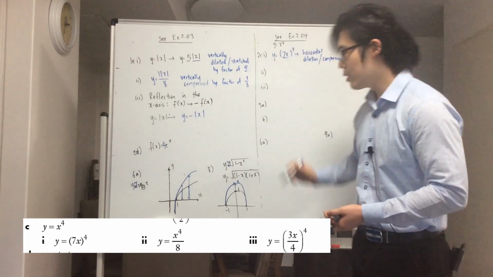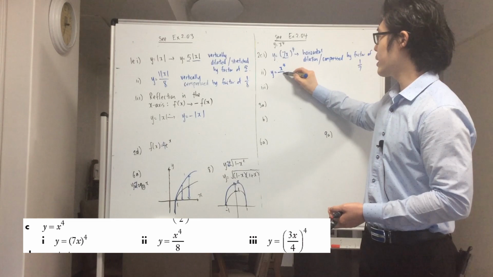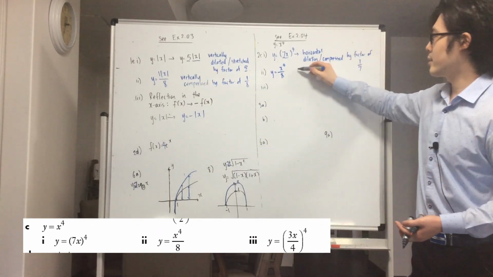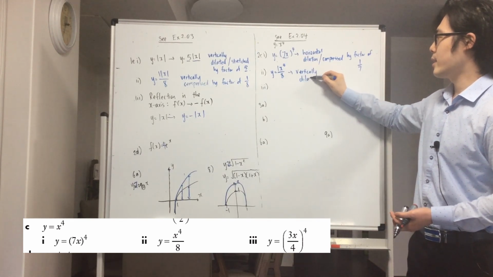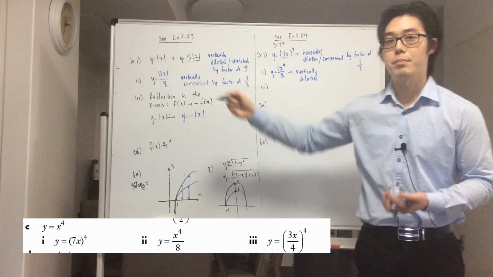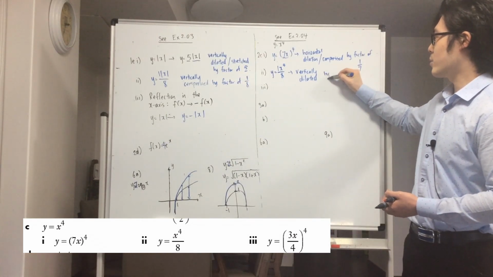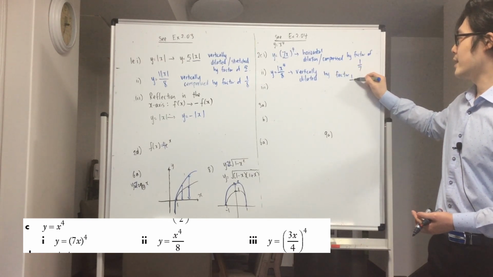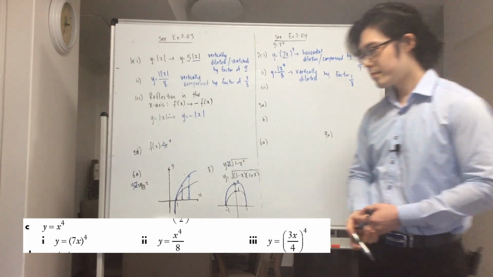Second part, if it's just got this, there's no bracket. It's vertically dilated because it's not inside a bracket. Once again, if you want to be more specific, it'll be compressed because it's a smaller number than 1. And because it's vertically dilated, it would just be a factor of whatever number is in front. No need to put it under 1 because it's vertical.